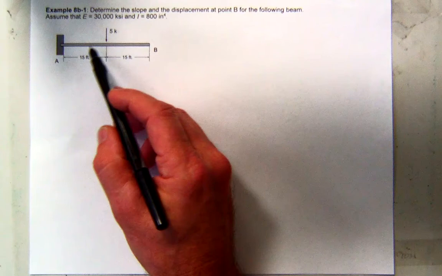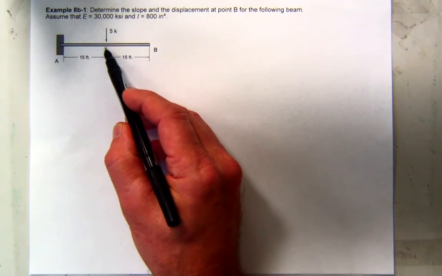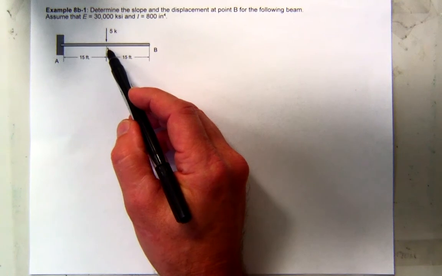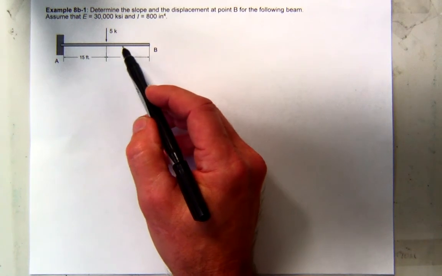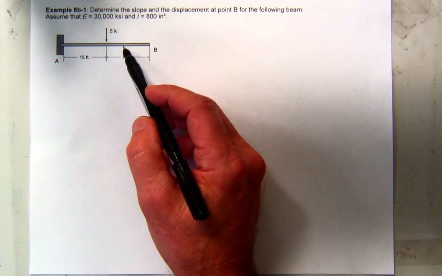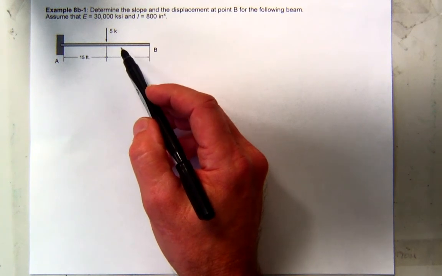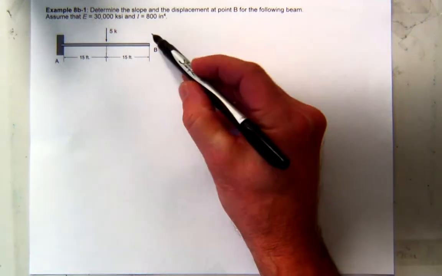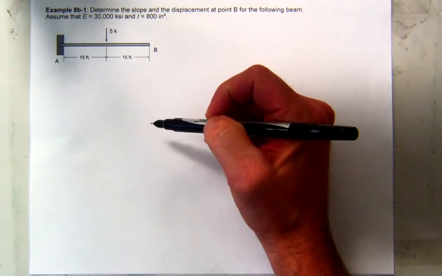But I do know that the slope and displacement where the two would meet, section 1 and section 2, would have to be equal. So this might not be a terribly horrible problem to do with direct integration, but you're going to find out that the way we're going to do it here has an advantage if you're just looking for the value at a single point.